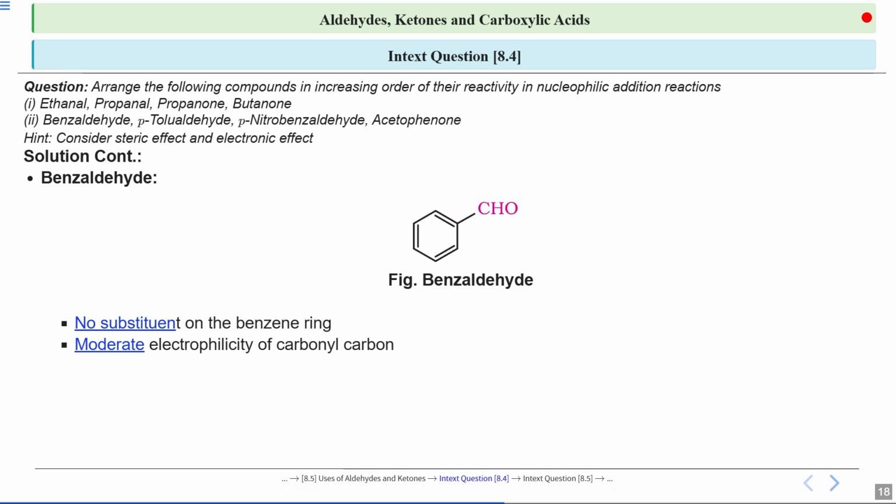Now, you know what electrophilicity is? It is the tendency of an atom to attract electrons. In this case, it indicates how likely the carbonyl carbon is to participate in nucleophilic addition reactions. So benzaldehyde has moderate reactivity. This means it is neither highly reactive nor unreactive. So we will place benzaldehyde somewhere in the middle.